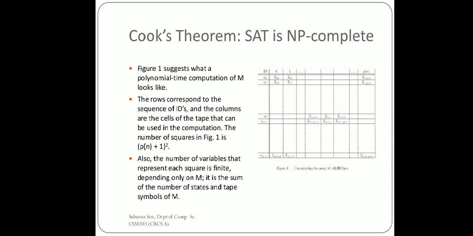You can see it starts from 0 and ends at Pn, so it will be Pn plus 1 whole square. It can move row wise and column wise, that's why the square comes. The number of variables that represent each square is finite, and it depends on M only. It is the sum of the number of states and the tape symbols of M. That means if we consider the first cell element, x00, it should be finite, because it will consist of a state and a finite number of tape symbols. That's why the total will be a finite one.